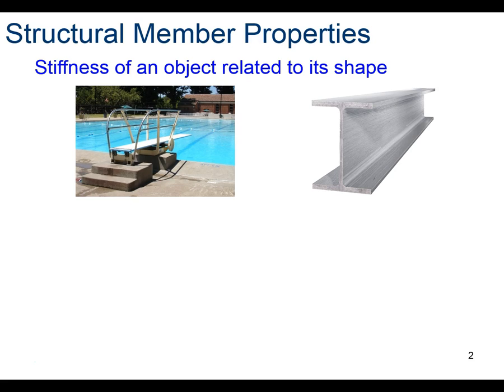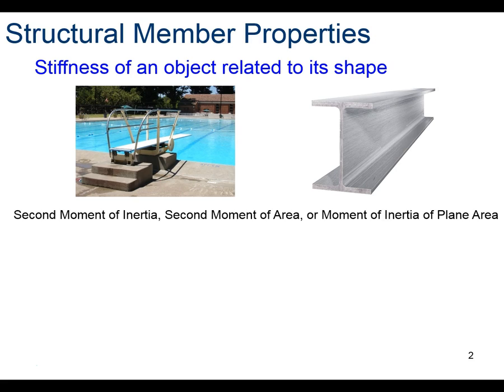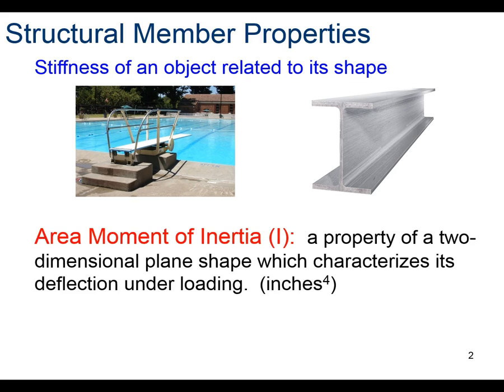This is why when large structures, such as buildings and bridges, are built, the structural members that make them up are not necessarily rectangular. Since the shape is so important when determining deflection, there needs to be a way to mathematically describe how resistant a beam will be to deflection based on its cross-section. Such a way exists, but unfortunately has many names. Sometimes it is called the second moment of inertia, the second moment of area, or the moment of inertia of plane area. I prefer the name area moment of inertia because it is descriptive but not too wordy.